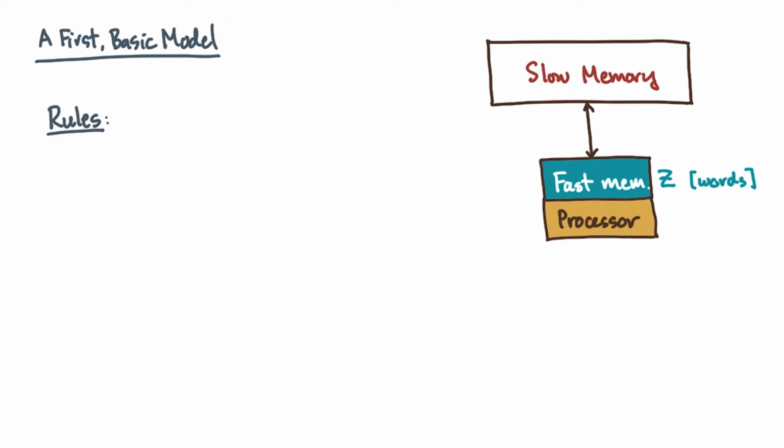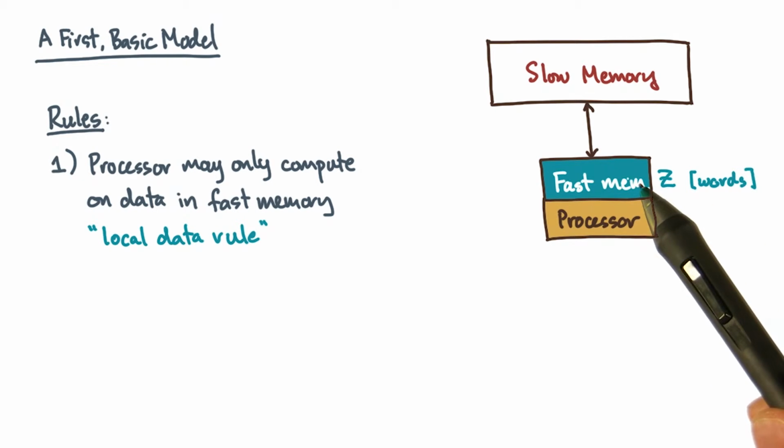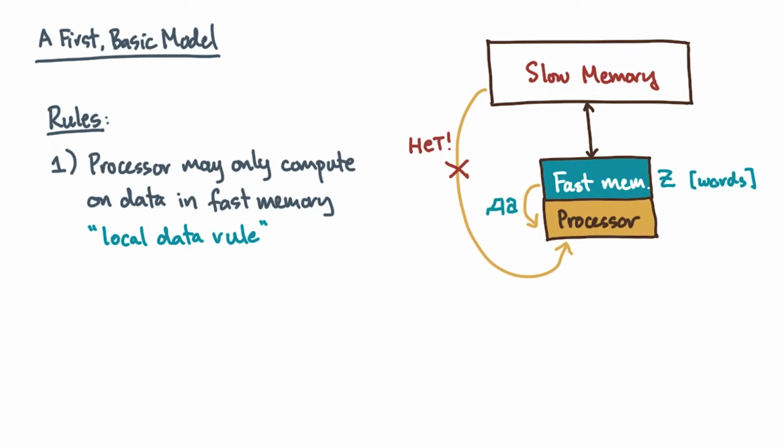There are two rules about how computations run in this model. Here's the first rule. The processor cannot do any operations unless the operands sit in fast memory. I'll refer to this as the local data rule.